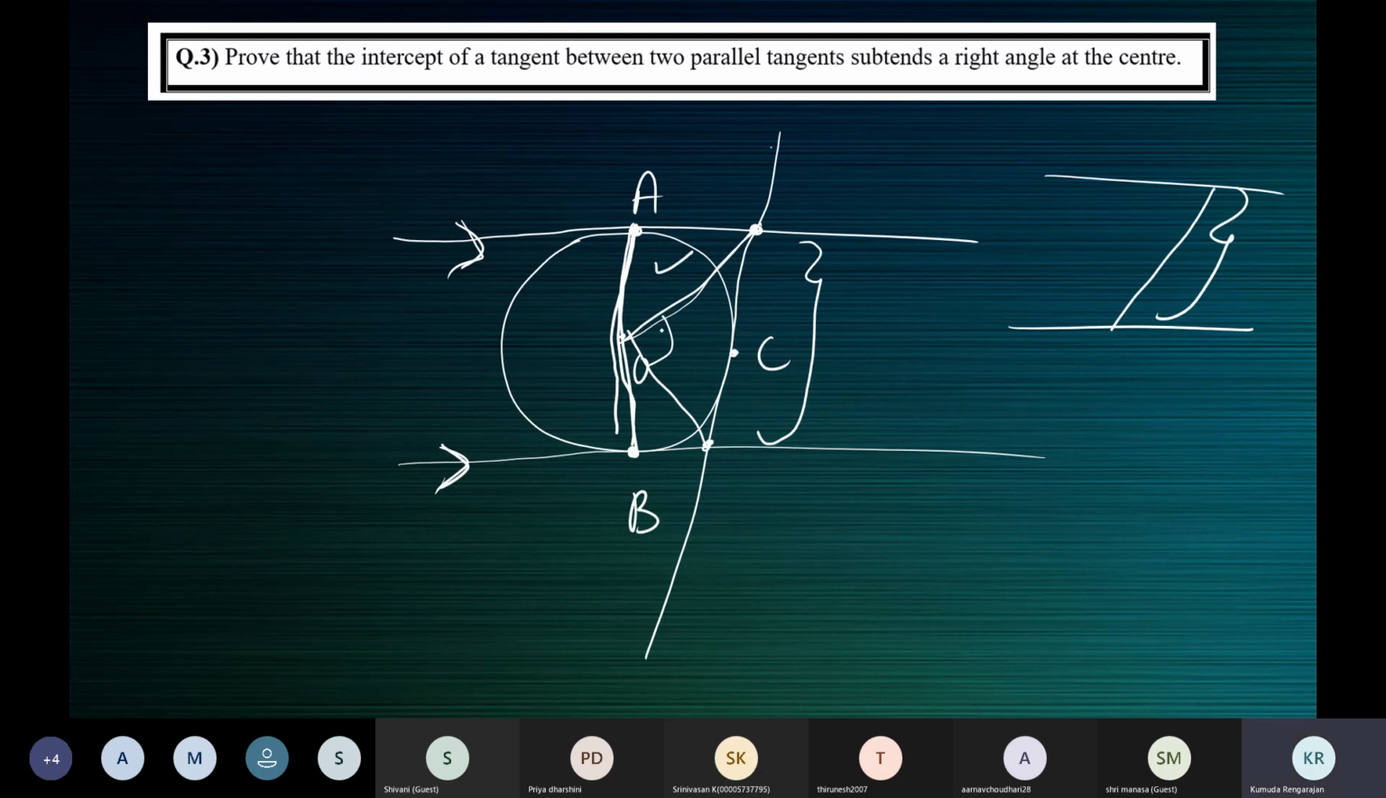So to prove this, we need to join OC. Prove that these two triangles are congruent. And then you will get this angle is equal to this angle, this one is equal to this. And like that, you proceed to prove that the angle formed at the center is 90 degrees. I'll give you 3 minutes, open your book and go through that full proof.